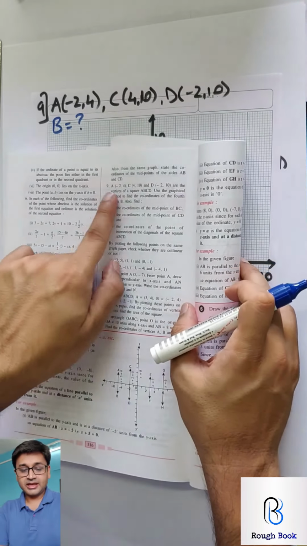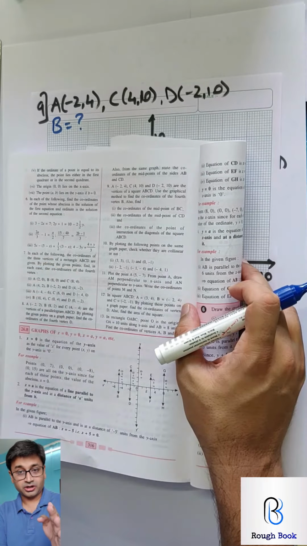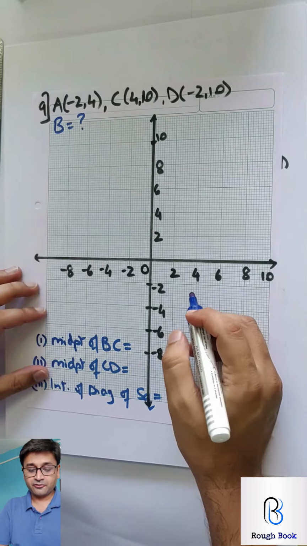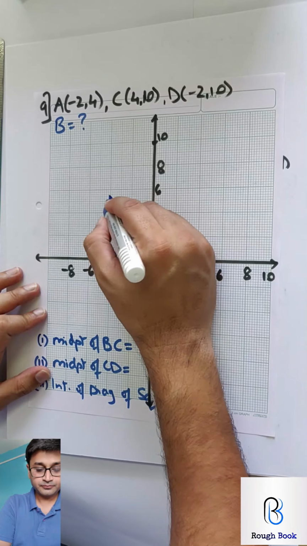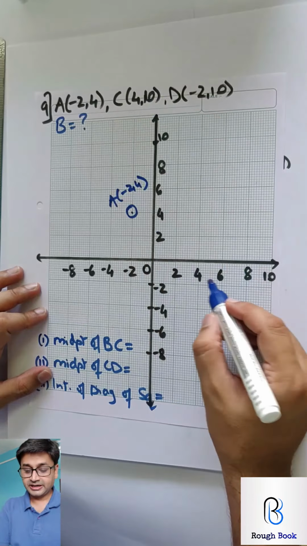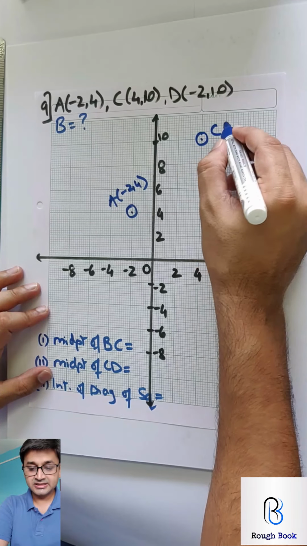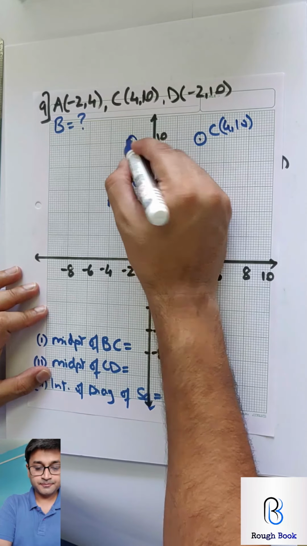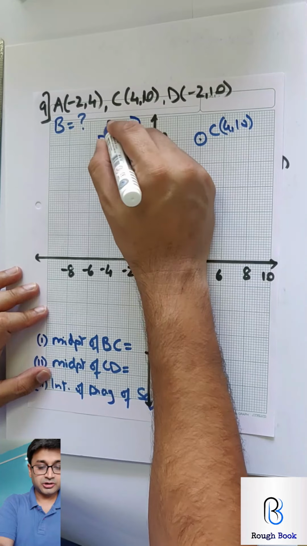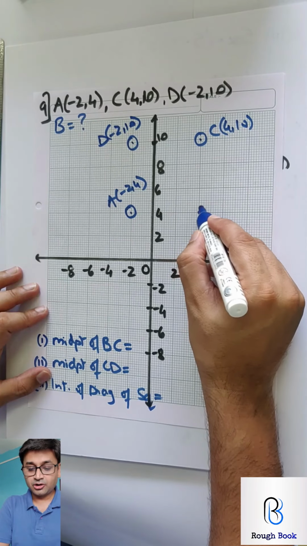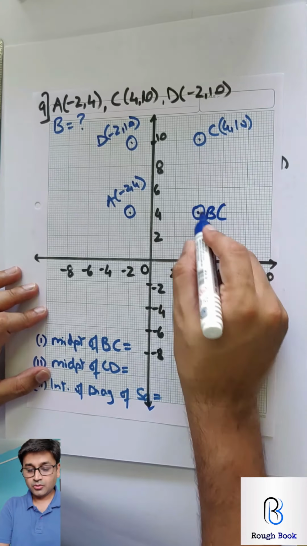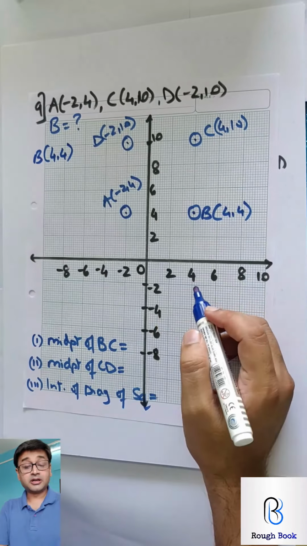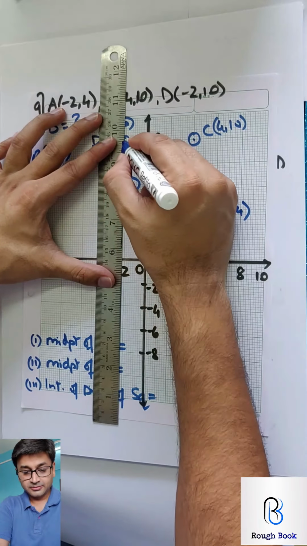See, it says A, C, D are the vertices of a square, not even a rectangle but a square. Okay, so find vertex B. So minus 2 by 4 is A. 4 by 10 is C. Minus 2 by 10 is D. So can you imagine the square over here? Obviously without drawing, the point is this, that is B, which should be 4 by 4. So you will say therefore B becomes 4 by 4. But complete your diagram please. Okay. So let's complete the diagram.